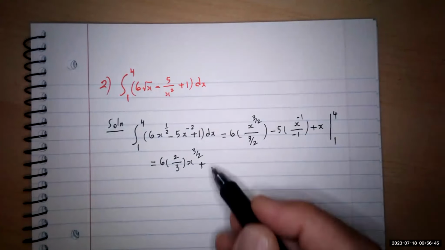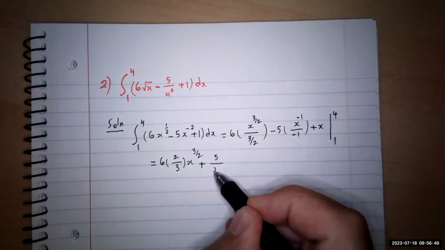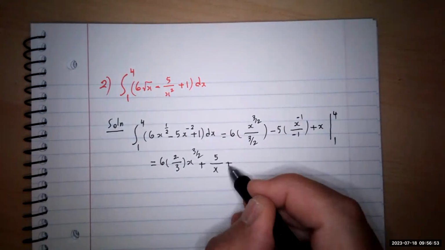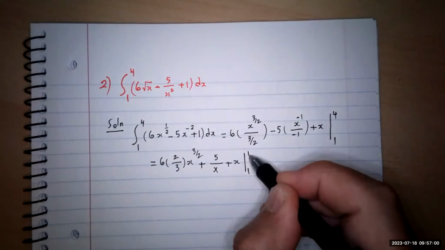Okay, positive, you know that the 5 goes on the top, and you bring the x down. 5 over x. Okay, and the plus x. Plus x. Any question? But remember, it's going to be evaluated from 1 to 4. Remind yourself.